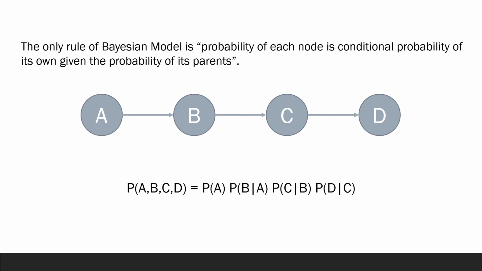A is joined to B, B points to C, and C points to D. So the joint probability of A, B, C, D is going to be P(A) multiplied with P(B given A), multiplied with P(C given B), multiplied with P(D given C).